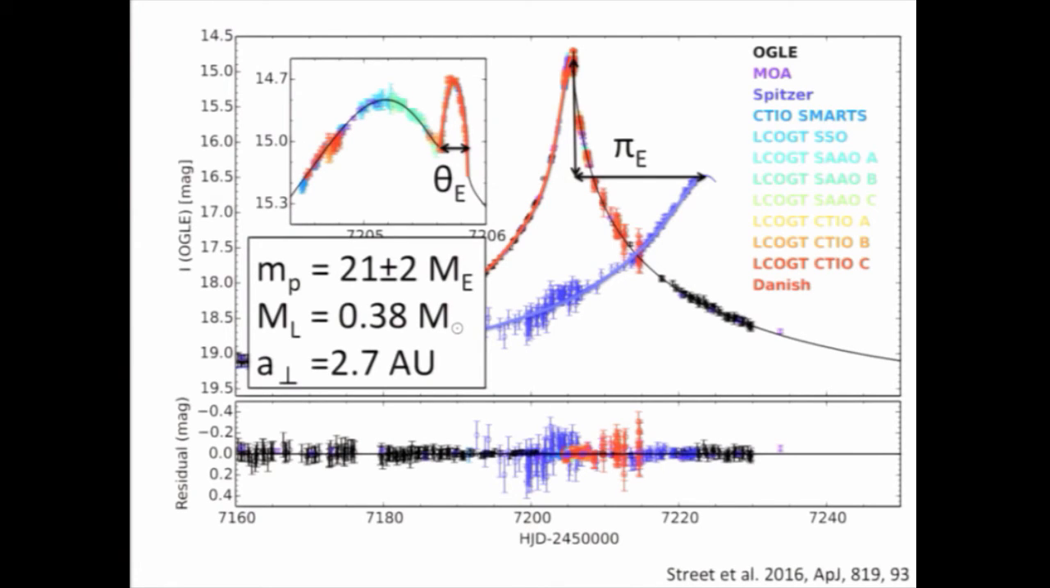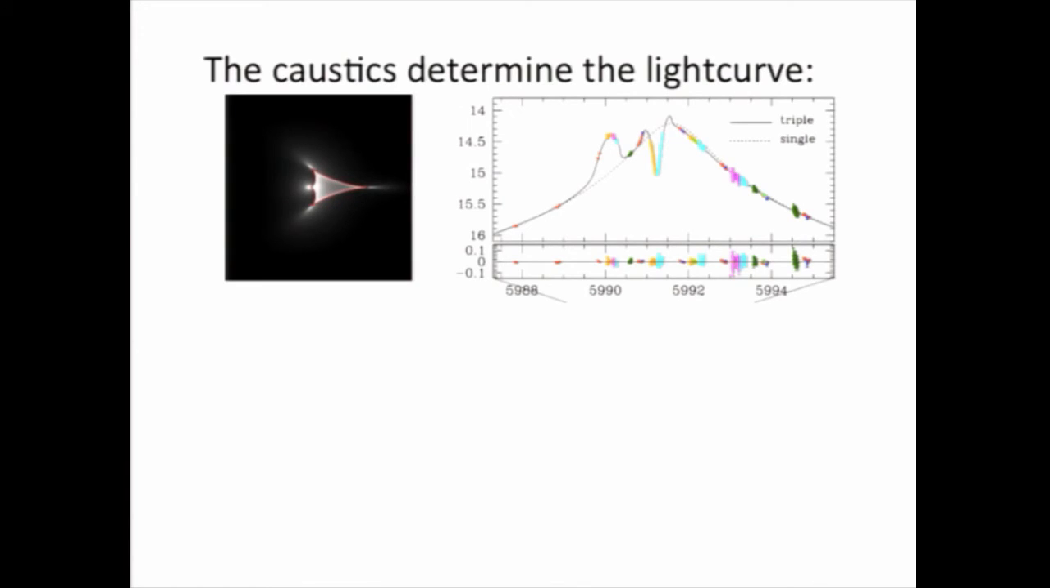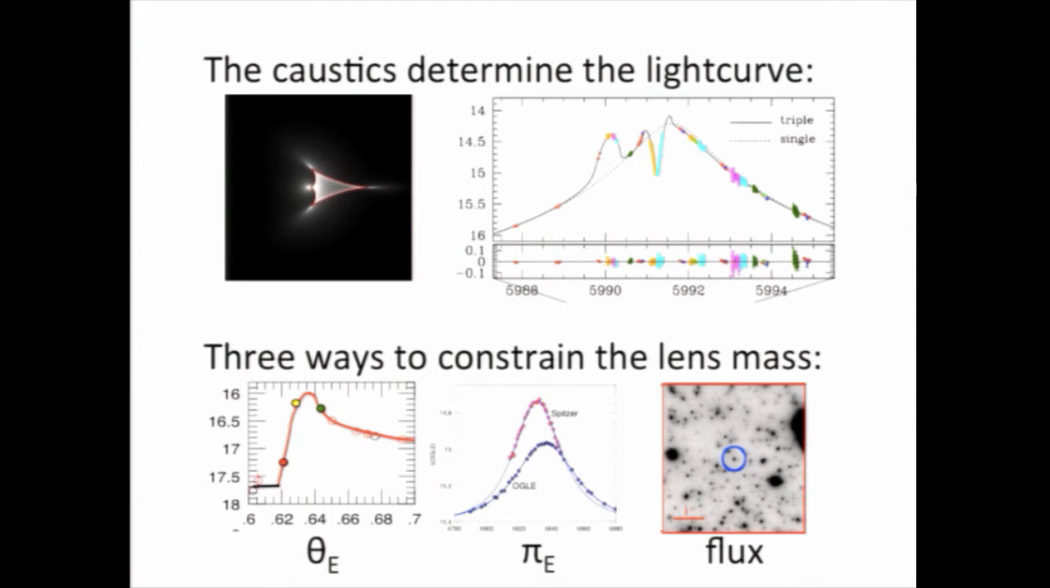And so that's pretty much the important stuff about microlensing. To interpret a microlensing light curve, you have that the caustics determine the light curve, and you have 3 different ways that you can constrain the true lens mass so that you can measure the true planet mass.